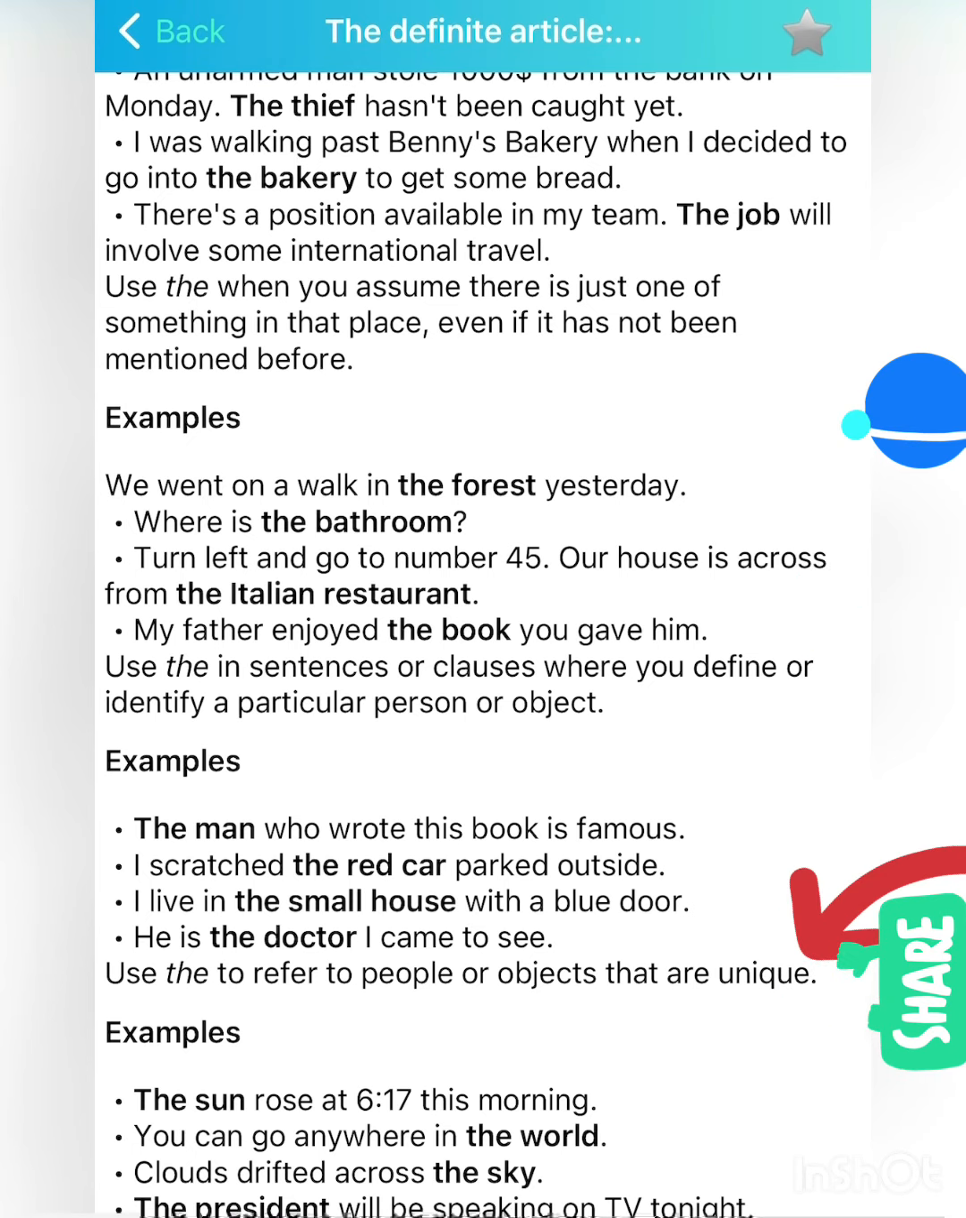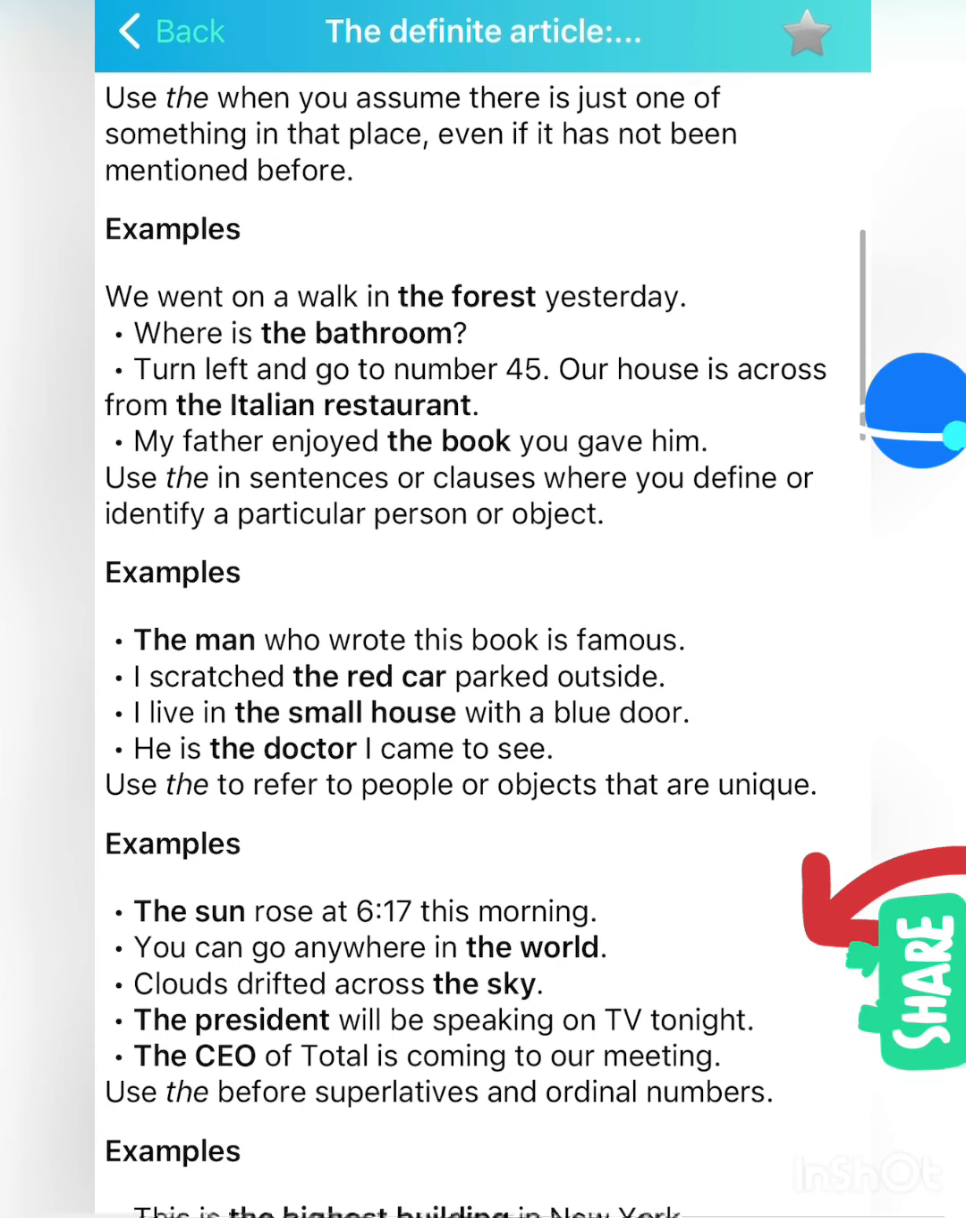Now let's go to the fourth, the use of "the", where "the" is used to refer to people or objects that are unique. People or objects that are unique. Okay, I'm going to conclude our lesson here. Let's see the examples before I close.